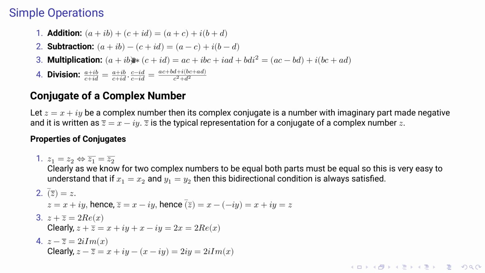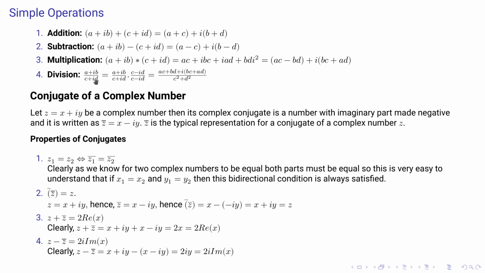Multiplication is simple, but for the first time I'll explain. Suppose we have (a + ib)(c + id), then we get ac + ibc + iad + bd i². Now i² is -1, so it will become real, and the result will be (ac - bd) + i(bc + ad).